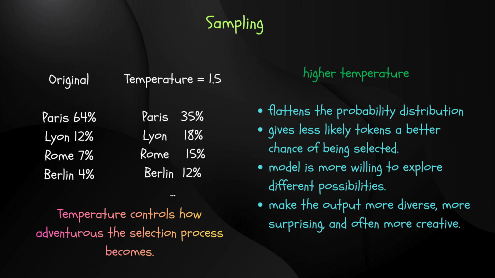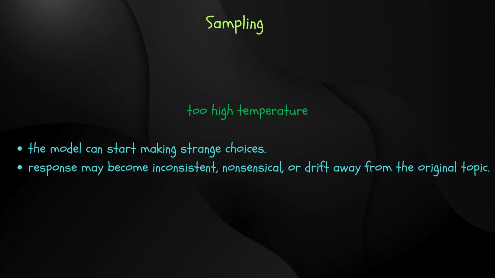A higher temperature does the opposite. It flattens the probability distribution and gives less likely tokens a better chance of being selected. Now, the model is more willing to explore different possibilities. That can make the output more diverse, more surprising, and often more creative. But there's a trade-off. Push the temperature too high, and the model can start making strange choices. The response may become inconsistent, nonsensical, or drift away from the original topic.